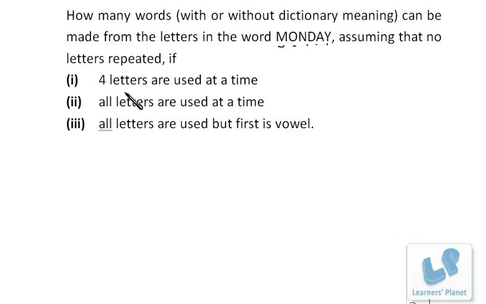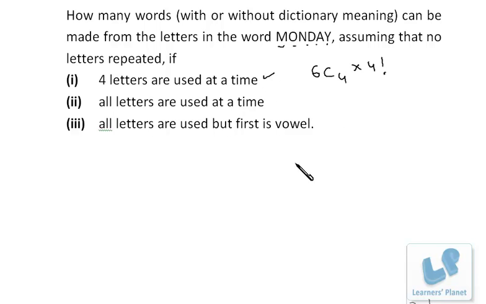Now in the first case we have to use 4 letters, right? Now how many letters do we have? 1, 2, 3, 4, 5, 6. So from these 6, first of all we need to select the 4 letters. So 6C4, that means from 6 we are selecting 4. Now these 4 selected letters can be arranged in 4 factorial ways. So in all, this will be the answer to this problem.